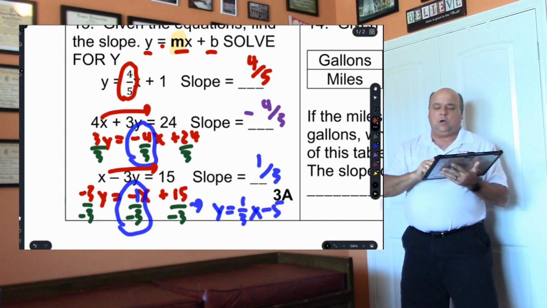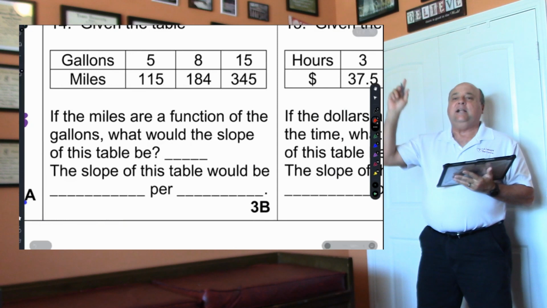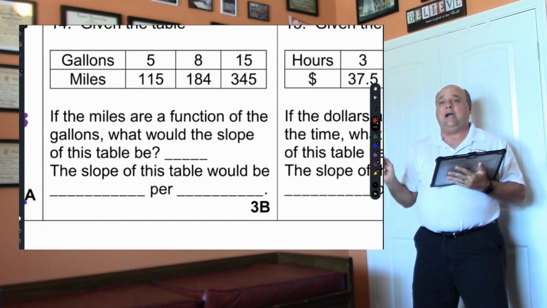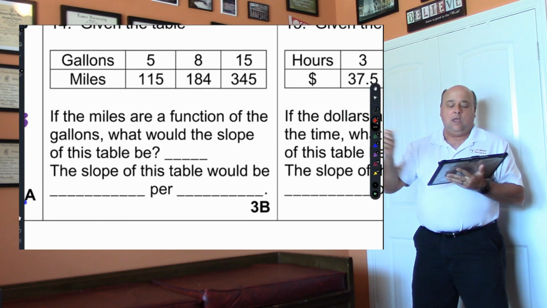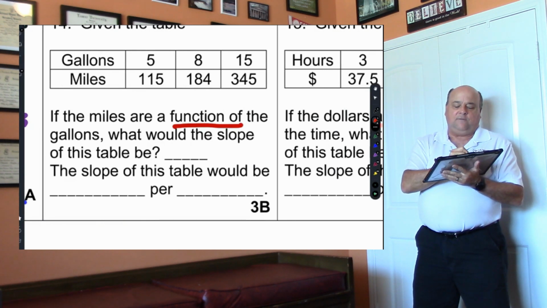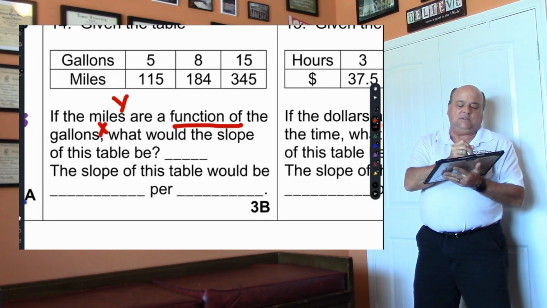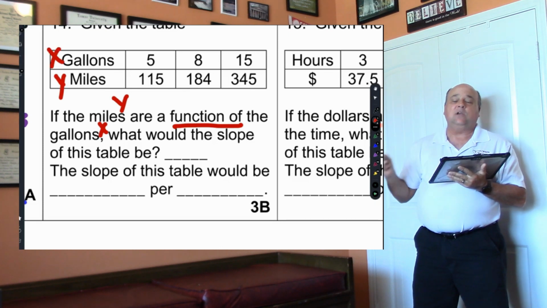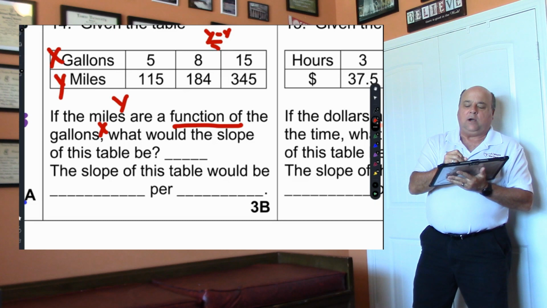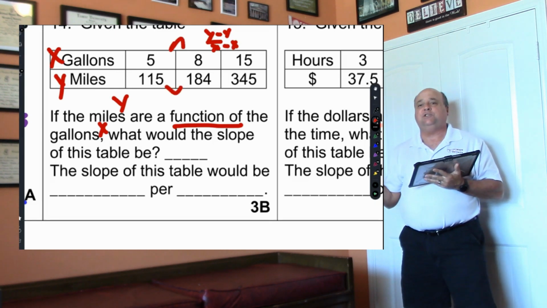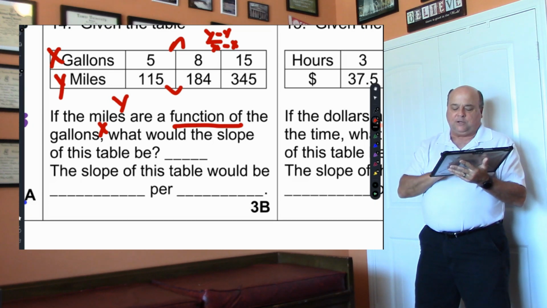Let's go to the next problem. I just showed you how to do this on the calculator last week. So we're always going to do these on the calculator. Remember though, miles is a function of gallons, so our x is on the top. And remember, your slope is y minus y over x minus x. Basically, you're subtracting these and making a fraction, right? That's what the calculator is going to do.